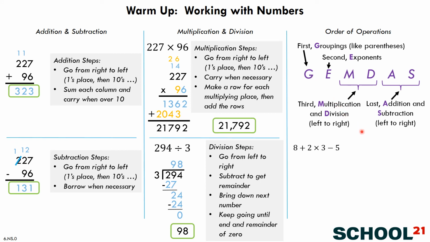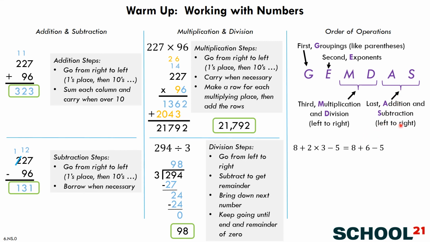Okay, so what would be next? What would you do then? 2 times 3. And what is 2 times 3? 6. Good. So we'll do our multiplication first. So we can rewrite this as 8 plus 6 minus 5. Does that make sense to you? Yeah. Okay. And then what do we do next? Add 8 plus 6. Good, because we're going from left to right. All we have here is addition and subtraction.